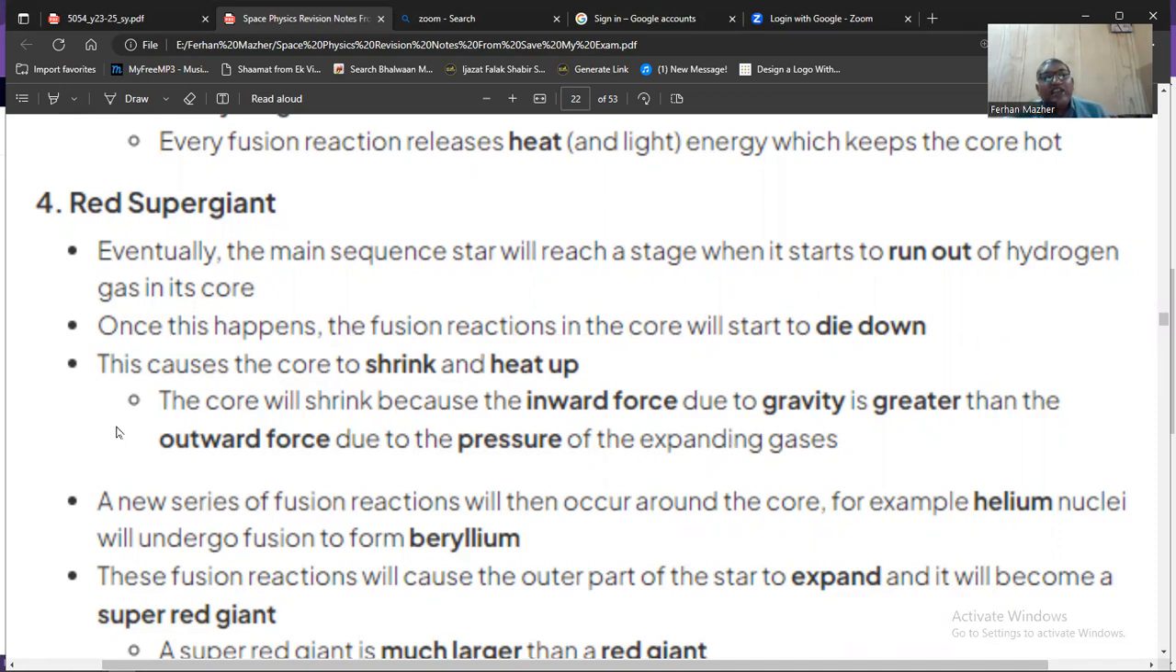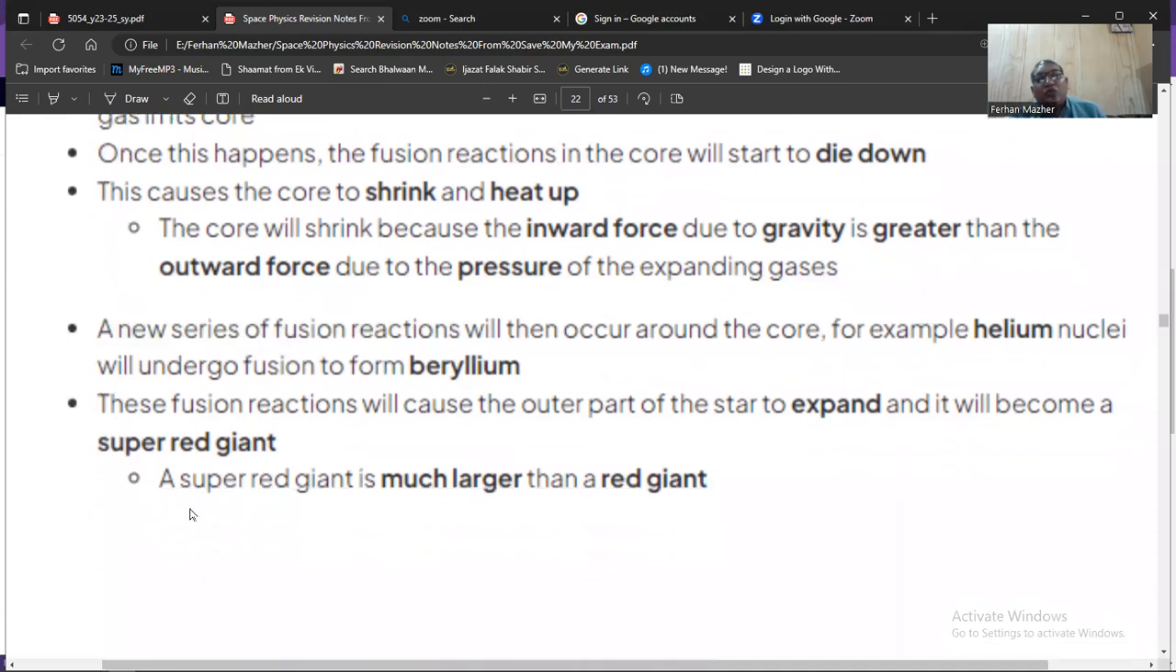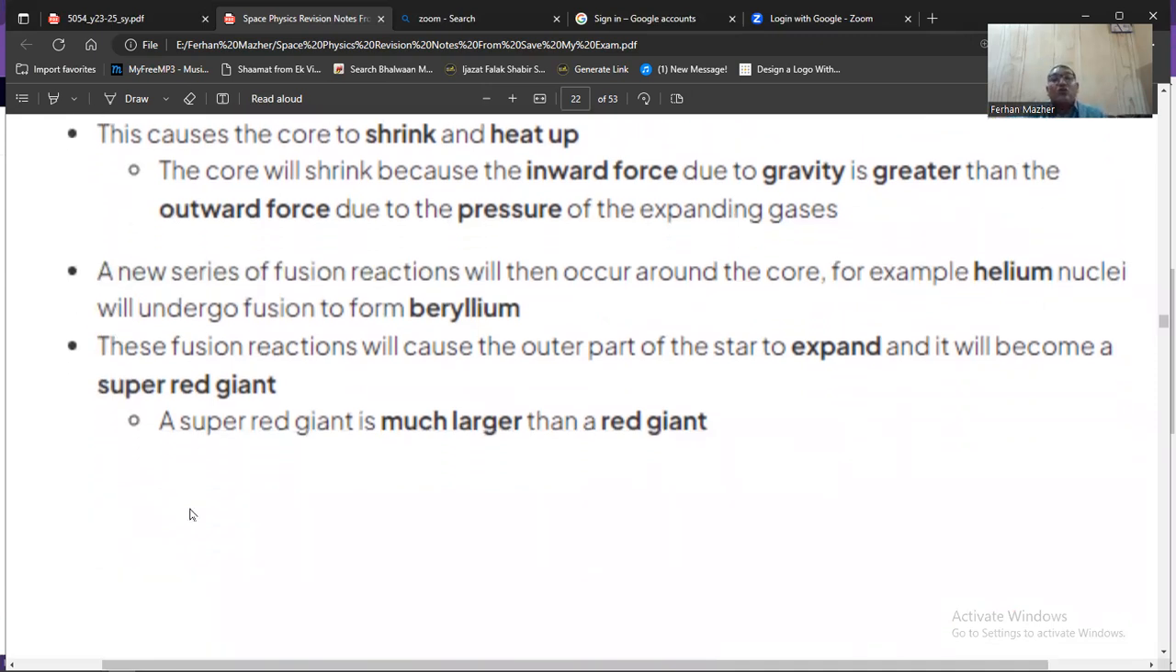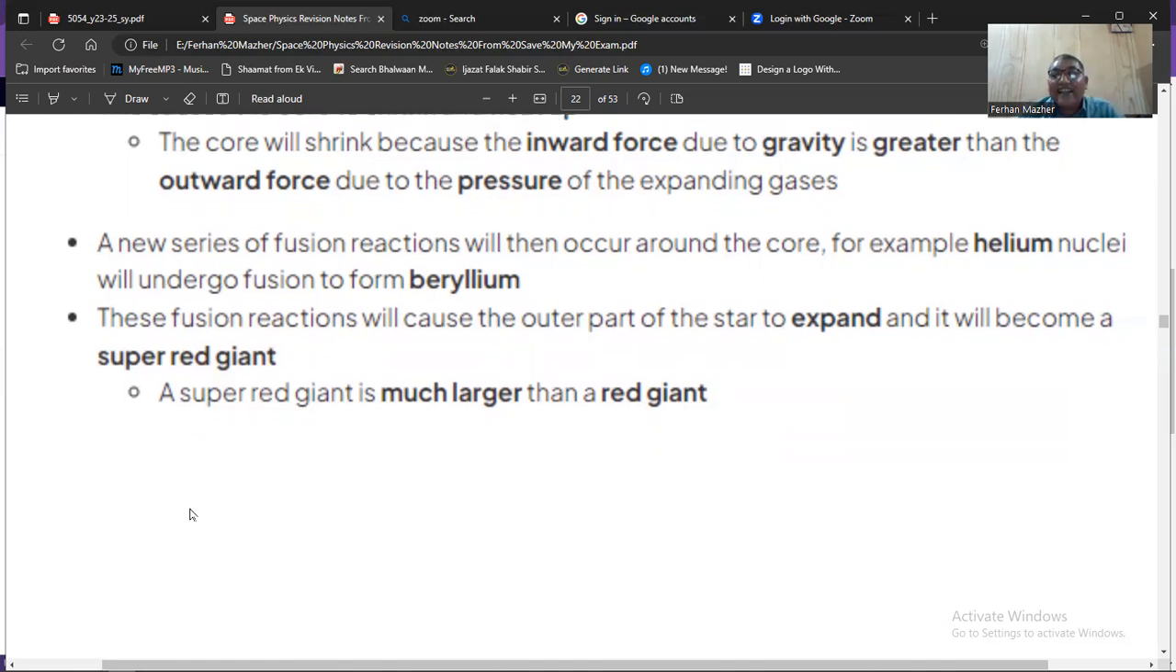A new series of fusion reactions will then occur around the core. For example, helium nuclei will undergo fusion to form beryllium. These fusion reactions will cause the outer part of the star to expand and it will become a red supergiant. A red supergiant is much larger than a red giant.